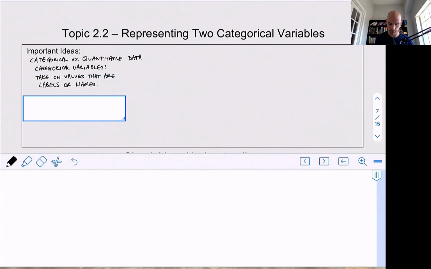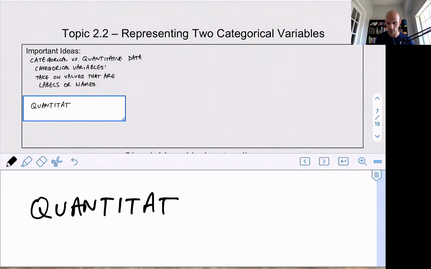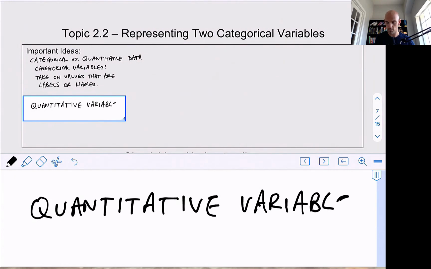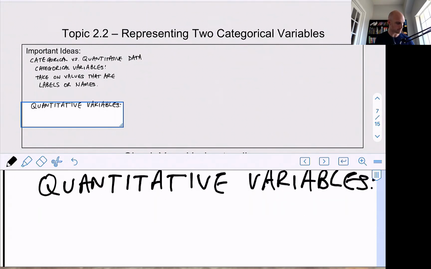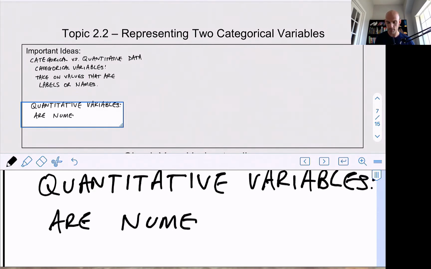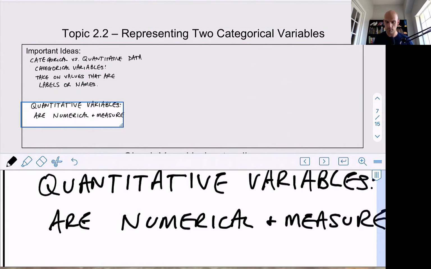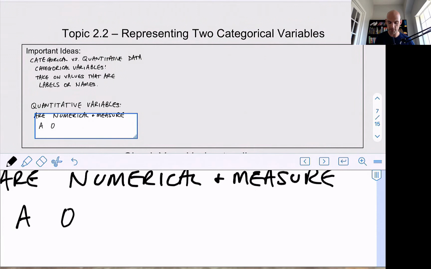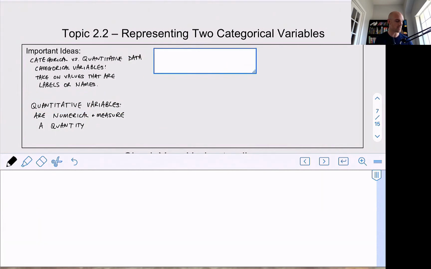Quantitative variables are numerical. So they're numerical in nature, and they measure a quantity. What is your height? What is your age? What is your shoe size? Things like that are quantitative in nature.